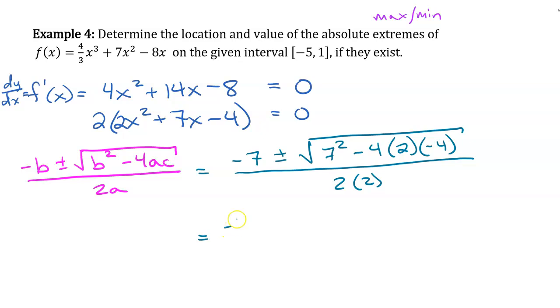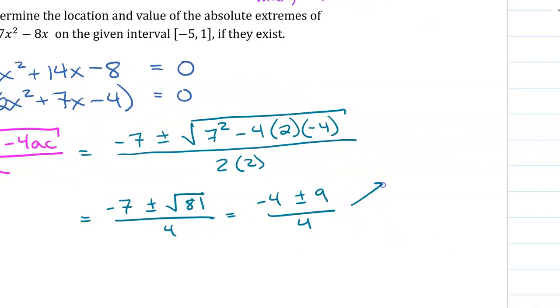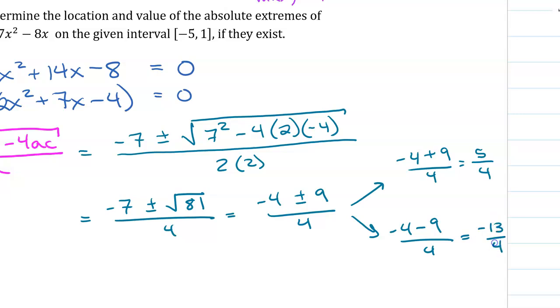So that's the square root of 81 over 4, which is 9. So those are all whole numbers, so I can pull them apart into the positive and the negative. Okay, so that is 5/4 and negative 13/4.